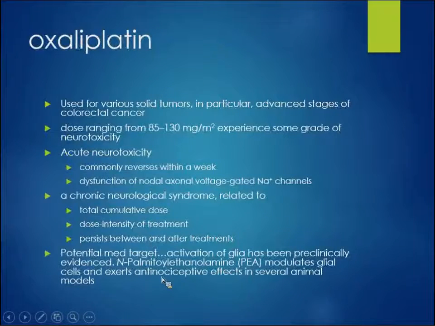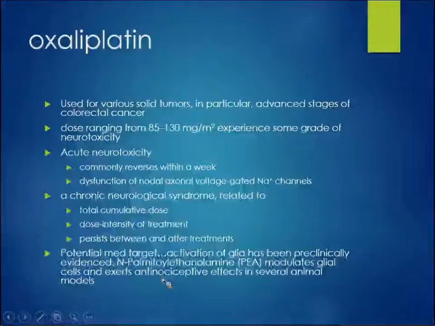Oxaliplatin is the other commonly used platinum-based agent that's implicated in neurotoxicity. Also used for solid tumors, particularly colorectal tumors. If you remember that first slide, I showed you all of the treatments were for colorectal tumors. The unique feature of the oxaliplatin is that you have both an acute neurotoxicity and a chronic neurotoxicity. The acute will reverse typically within 1 week and is thought to be more related to dysfunction of the voltage-gated sodium channels. The chronic neurological syndrome, as with other agents, is associated with a total cumulative dose as well as the dose intensity.